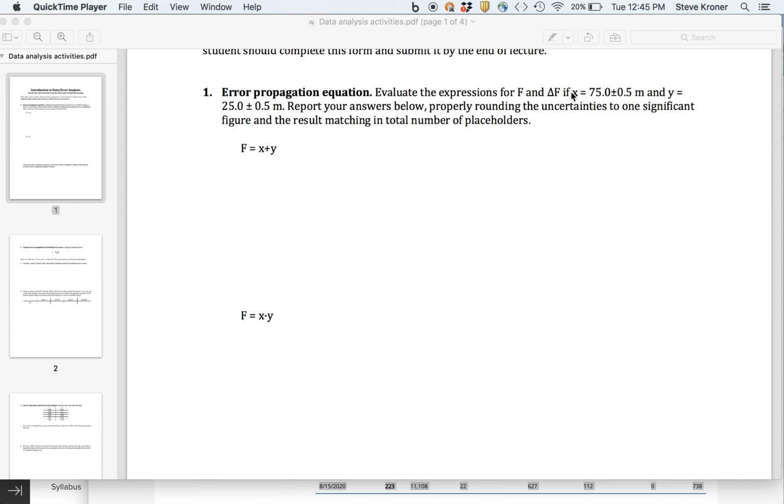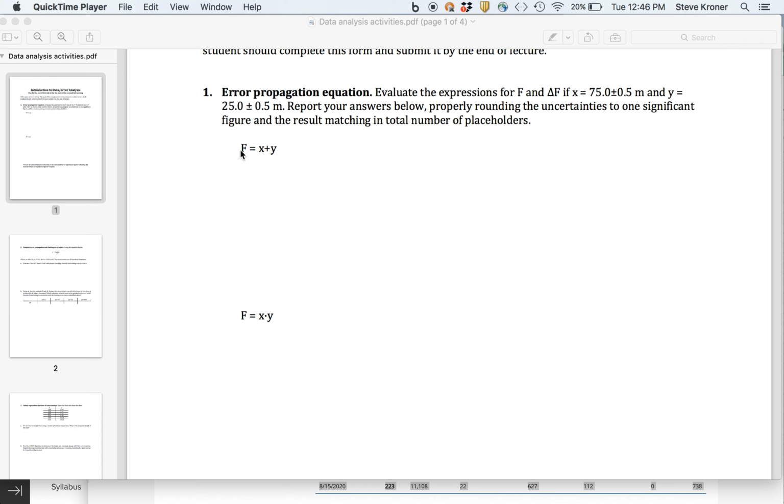So obviously you just take the two x and y values and add them together. Obviously they come out to 100, nothing too tricky there. The issue is the delta f, excuse me, the uncertainty in f, is not simply obtained by taking the error in x and adding the error in y. It'd be nice if it worked out so simply, but it doesn't work out so simply.